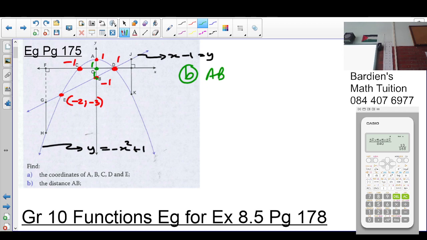Otherwise, we say the top value minus the bottom value. And what's the bottom value here? Negative 1. So what's 1 minus minus? Plus. And what's 1 plus 1? So it's 2 units.